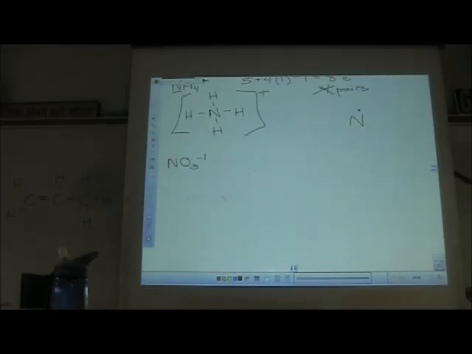Here's our last example together. What's our central atom? N. Let's tally it up. 5 plus 3 times 6. What do I do with this? Add one more electron. So that's 12 pairs.